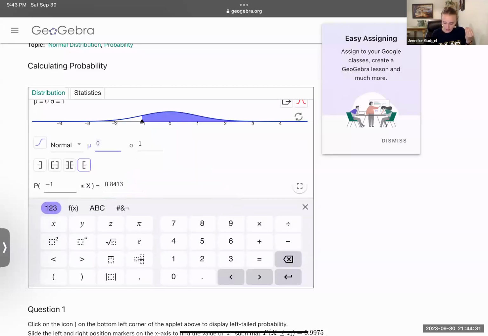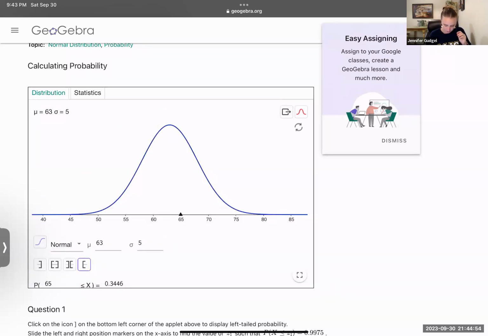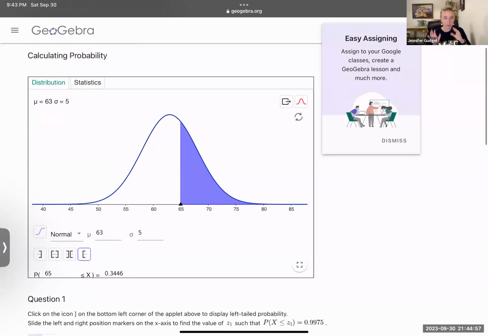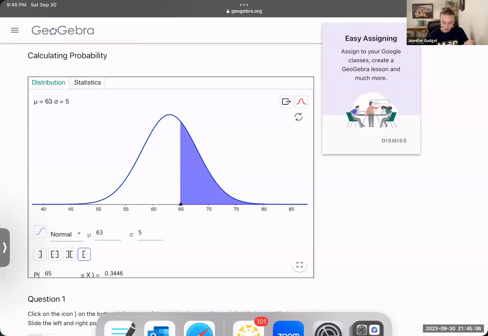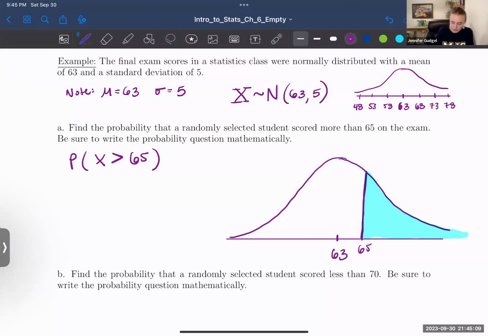Okay, we have to fill in our mean. Our mean was 63. We have to fill in our standard deviation. Our standard deviation was 5. And then we have to fill in the value we are comparing X to. We are comparing X to 65. So as soon as I type that in, there it goes. It shows the picture just how I had it, shaded to the right, and it shows the corresponding probability of 0.3446. That is our solution here. All right, that's how the calculator works. This probability is equal to 0.3446.